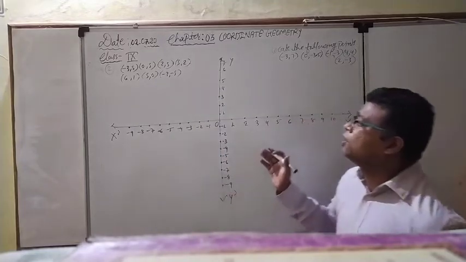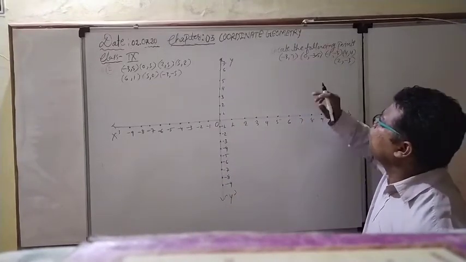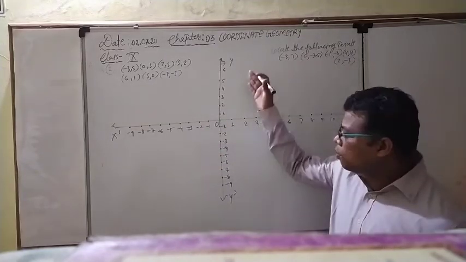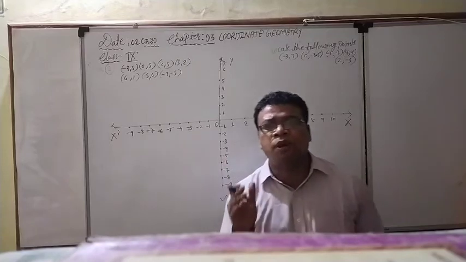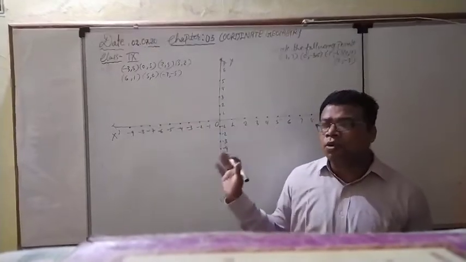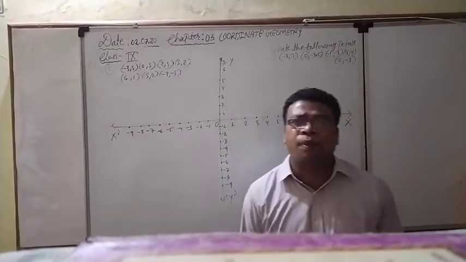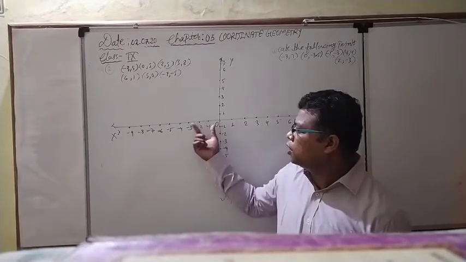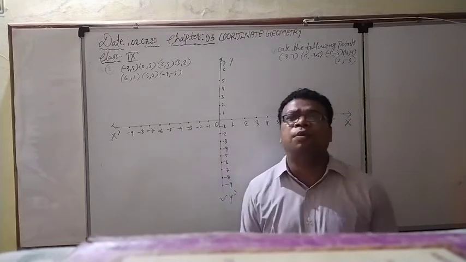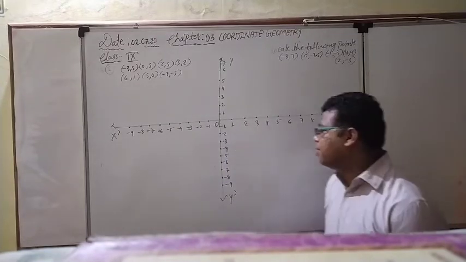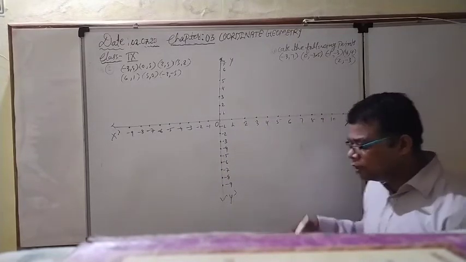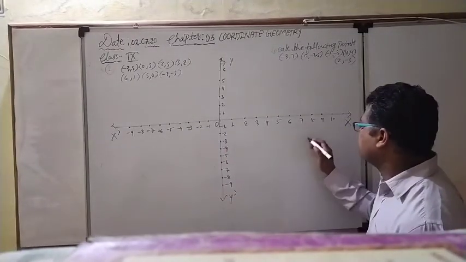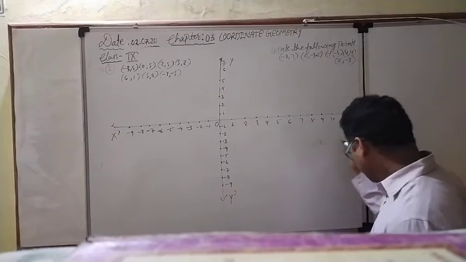What is the question number first? Here you can see, locate the following points. These are the points which I have to locate on the Cartesian plane. You have to do all these things on graph paper. What is the main thing? Scaling is very much important. Whatever the scale I have selected, I write down here. Always you have to choose the scale.